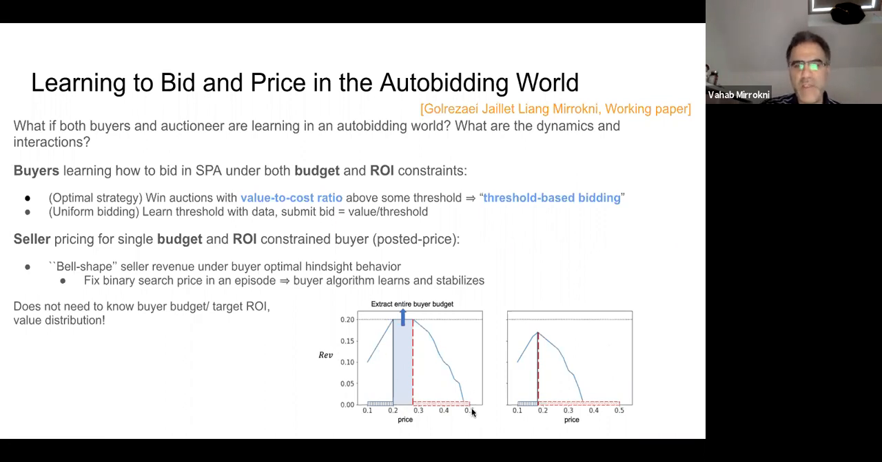And with this, because there are a small number of parameters that the seller has to learn, we design a learning scheme that will converge to a good low regret outcome for both buyers and the seller. So that's a new piece of work that also needs to be extended in several directions, because we make some assumptions, for example, on the structure of the seller's pricing strategy. It's like a simple posted price auction.